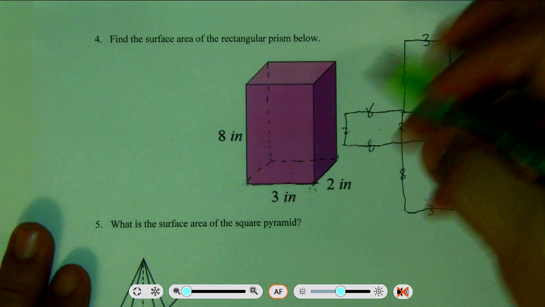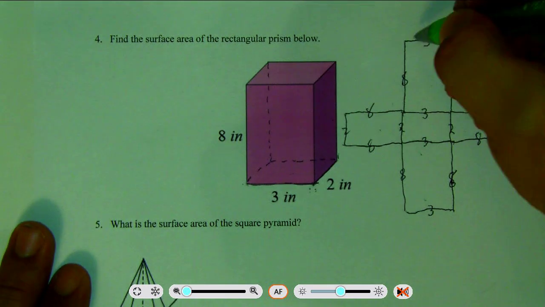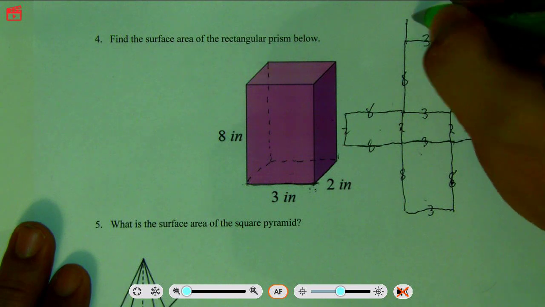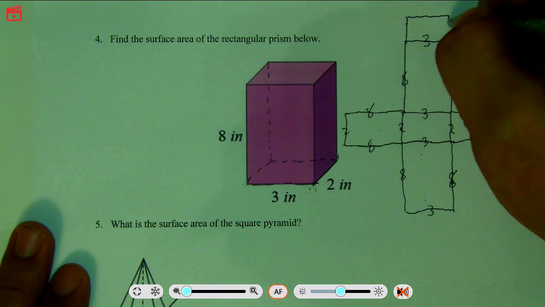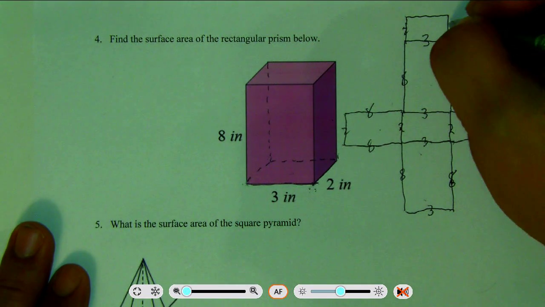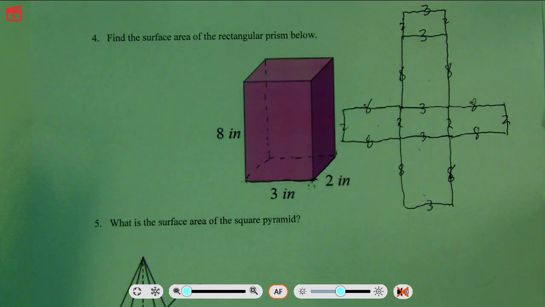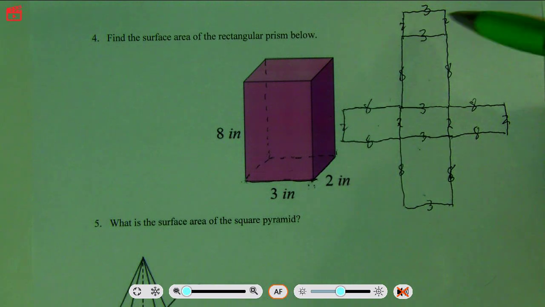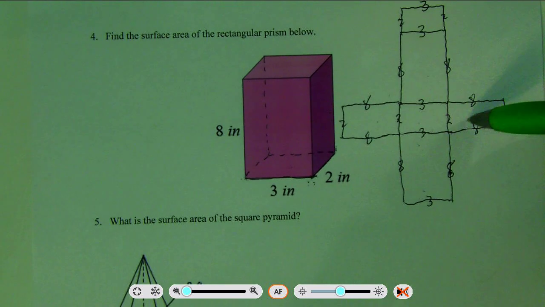But I usually will just put the top of it at the top of my net because it's the top. And it's got to be the same as the base. It's got to be the same size. So we have 6 rectangles, which we should. 1, 2, 3, 4, 5, 6.